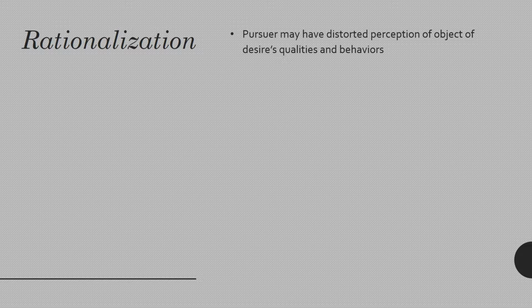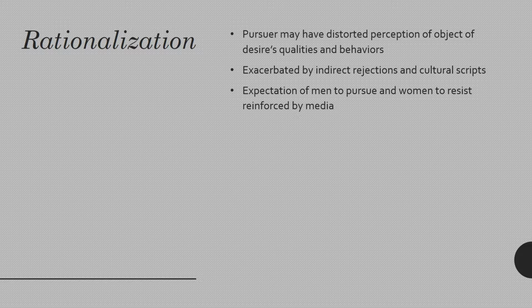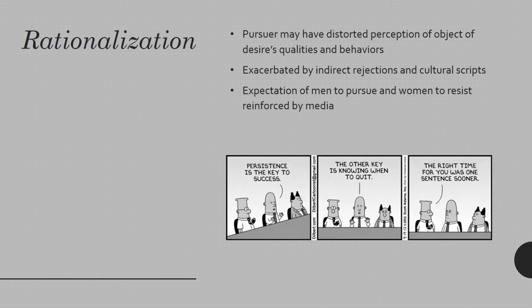The third process is rationalization. Basically, it's how the pursuer is telling themselves that what they're doing is okay. The pursuer may have a distorted perception of the object of desire's qualities and behaviors, and they only see them in a positive light, and they don't notice anything negative that they say or do. This is only exacerbated by indirect rejections, wherein the pursuer won't even realize that they are being rejected, or also cultural scripts. There's this expectation in media where men pursue women and women are supposed to resist it, or play coy, and the pursuer may draw on these scripts to justify what they're doing. And so these indirect rejections, where the object of desire is just trying to help them save face, actually cause the situation to escalate further.